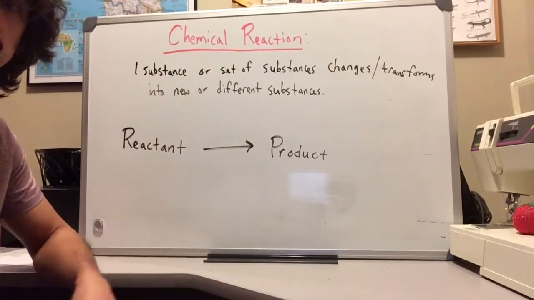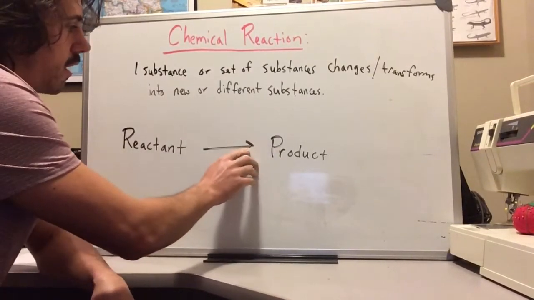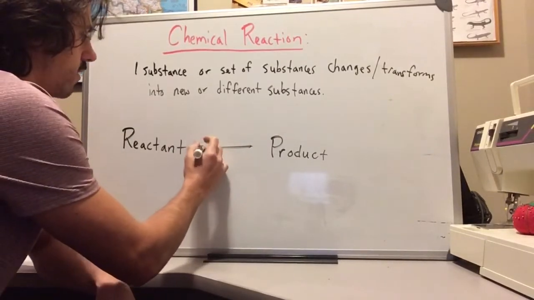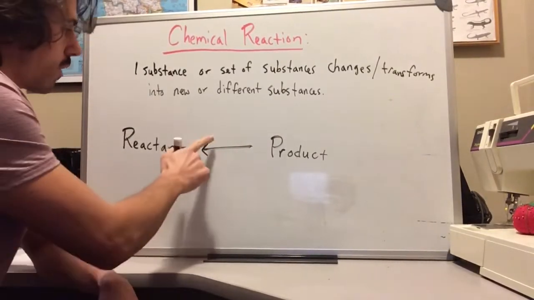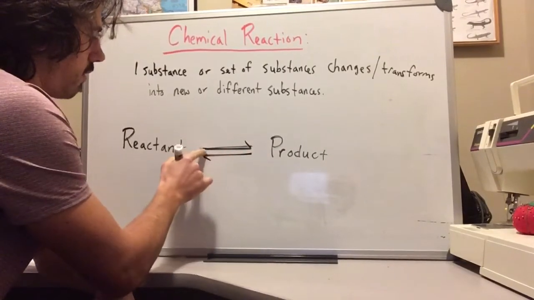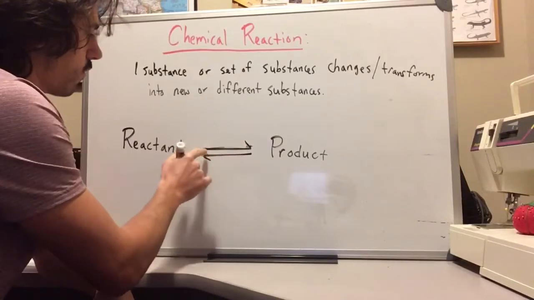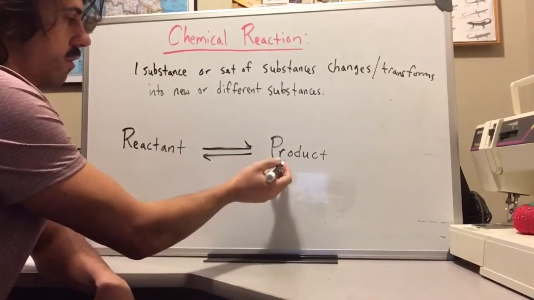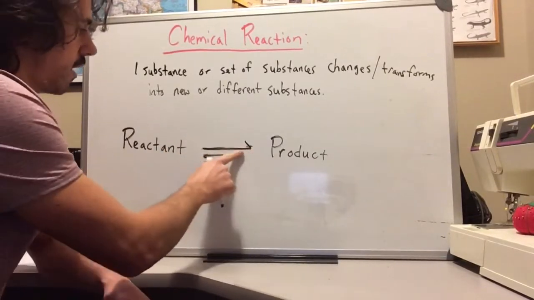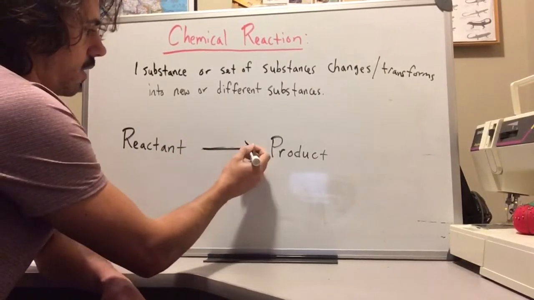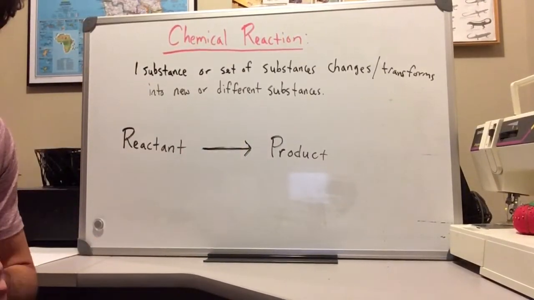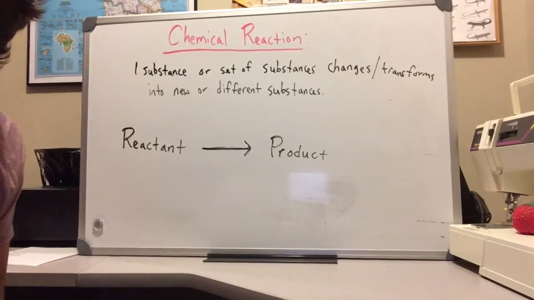There are certain types of chemical reactions where we're actually going from a typical product back to a reactant, or we can even have it going in both directions. So as we're forming product, we're also changing our product back into reactant. So most typically you'll end up seeing our chemical reaction moving in this direction, but being aware of those other types of chemical reactions is good as well.